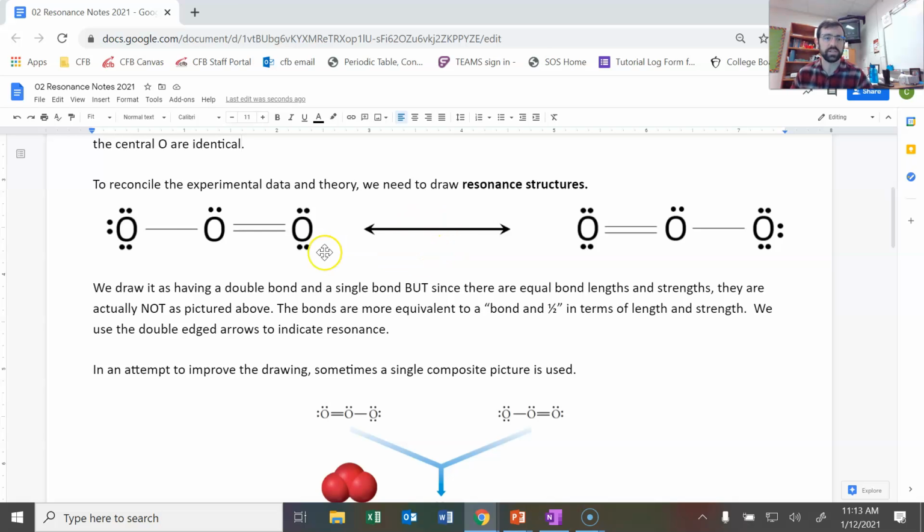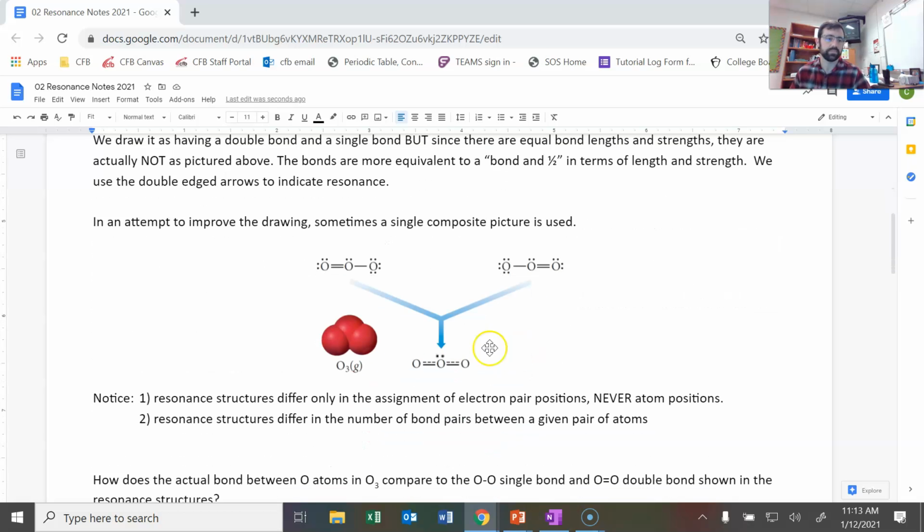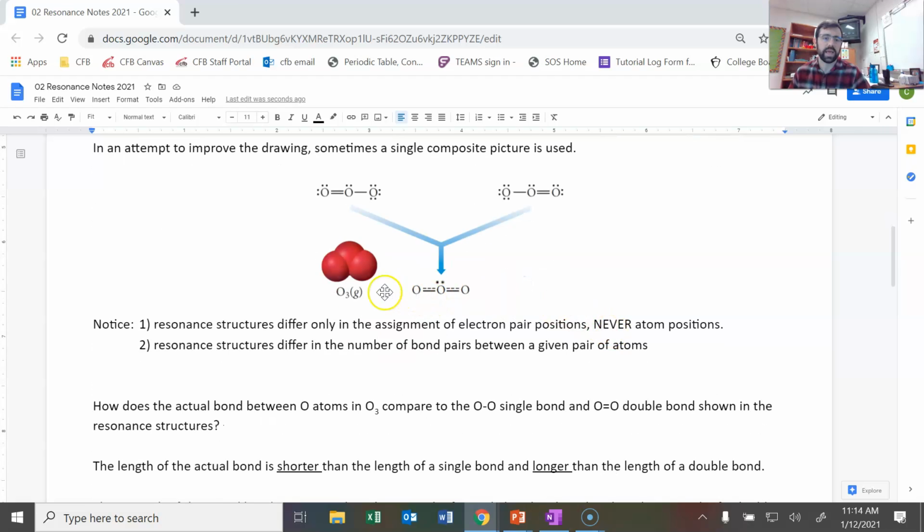So if you're drawing resonance structures, you'll draw the 2 different structures, or maybe there are more than 2. You'll draw all the possible structures with double arrows between them. In an attempt to improve the drawing, sometimes you'll see a composite picture drawn. So instead of having resonance structures like this, you would have one structure like this, where you've got a dashed line that shows that this is a partial bond. This is a bond and a half.